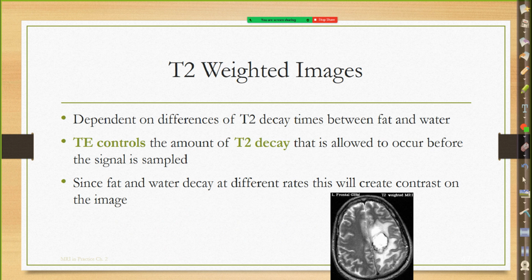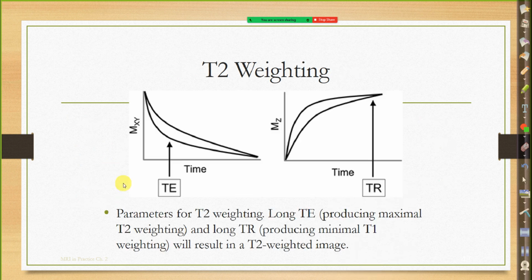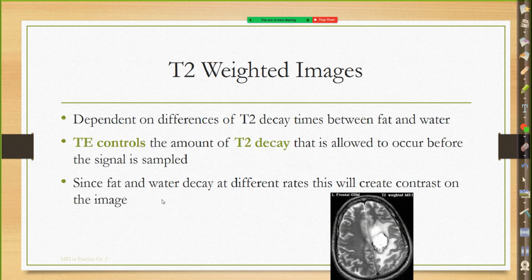All right, moving on to T2 weighting. T2 weighting is dependent on the difference of T2 decay times between fat and water, and TE, our echo time, controls the amount of T2 decay. T2 decay, once again, is controlled by TE, and that is allowing a certain amount of time before we actually sample the signal. And since fat and water decay at different rates, this will create contrast on our image.